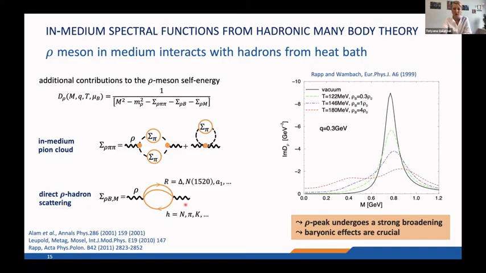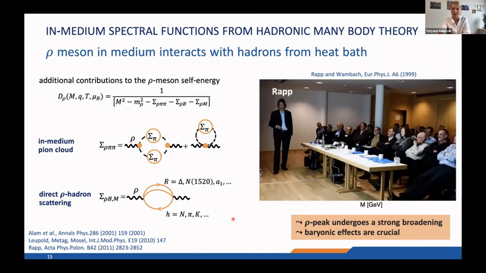Here as an example, I show you the in-medium spectral function of the rho meson at different temperatures and also different baryon densities. And one can see here that baryons do play an important role in the modification of the spectral function, shown with this red line over here. So the rho peak undergoes strong broadening, and baryons do play an important role. And this type of spectral function is famous as the Rapp-Wambach spectral function. And I will tell you further how well this works with the experimental data.